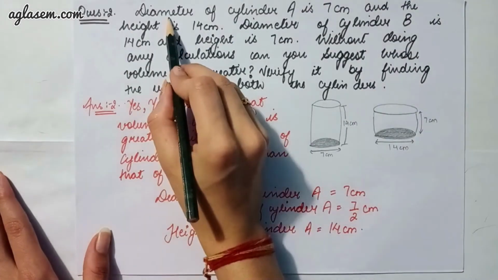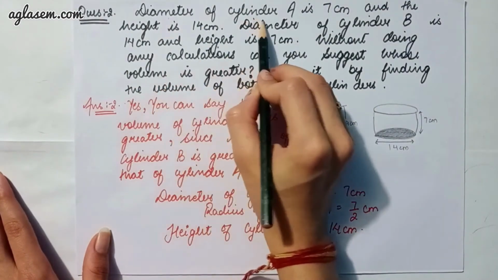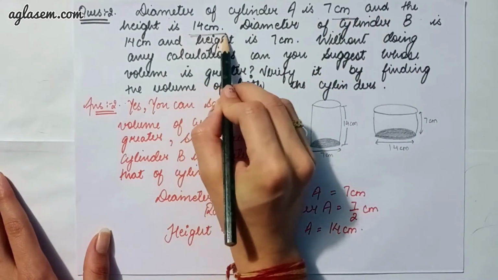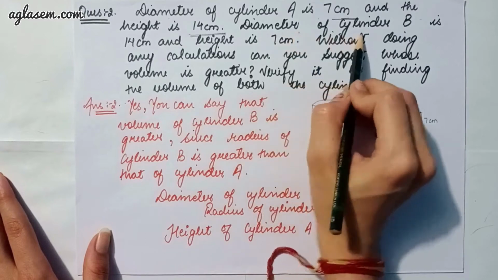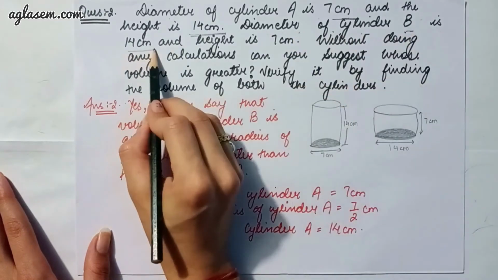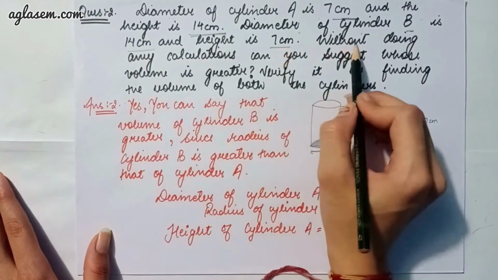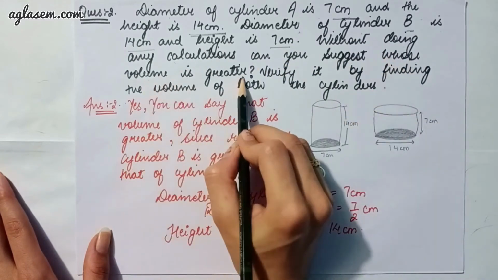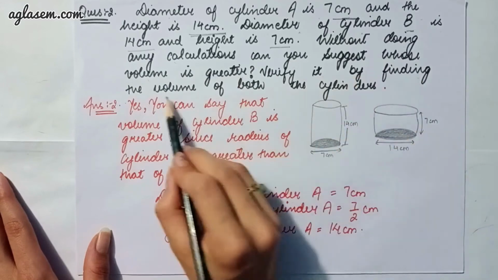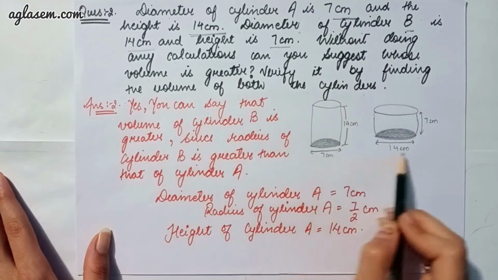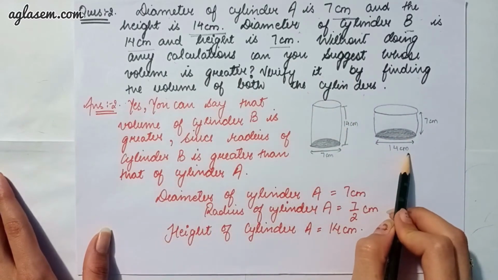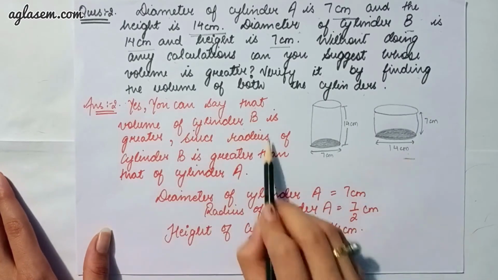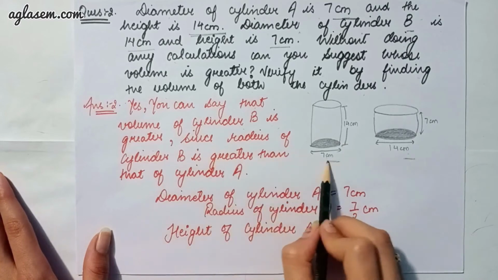Moving to our second question, which says, diameter of cylinder A is 7 centimeter and height is 14 centimeter. We have diameter of cylinder B, that is 14 centimeter, and height is 7 centimeter. Without doing any calculation, we have to suggest whose volume is greater. Verify it by finding the volume of both the cylinders. So the answer is yes. You can say that volume of cylinder B is greater than volume of cylinder A.